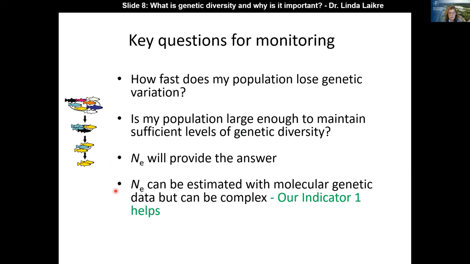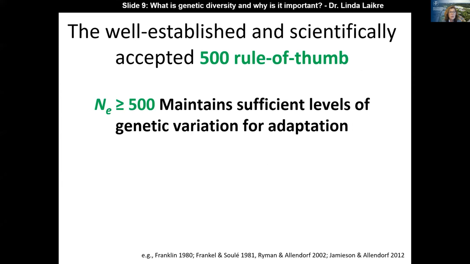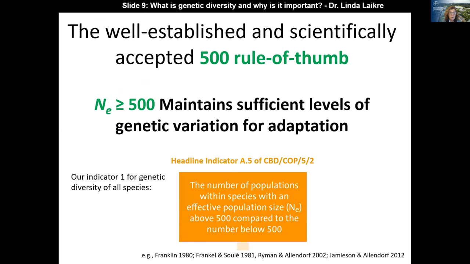You can estimate NE from molecular genetic data, but you can also use our proxy indicator, which does not need genetic data. We build our indicator on this well-established and scientifically accepted rule of thumb that an effective size larger than 500 will maintain sufficient levels of genetic variation to allow for adaptation. So the indicator that we propose is the proportion of populations within species where the effective size is over 500. And as we heard from Gillian, this is now proposed as a headline indicator.